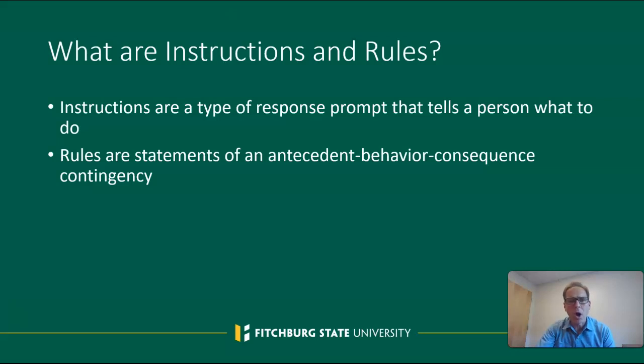So first off, what are instructions and rules? We can think of instructions as a type of response prompt that tells a person what to do, whereas we can think of rules as statements of an antecedent behavior consequence contingency. Certainly instructions and rules are things that we use all the time, but it's important to formalize them and really think about what they are. So again, instructions are essentially just what to do. Here's what I would like you to do.